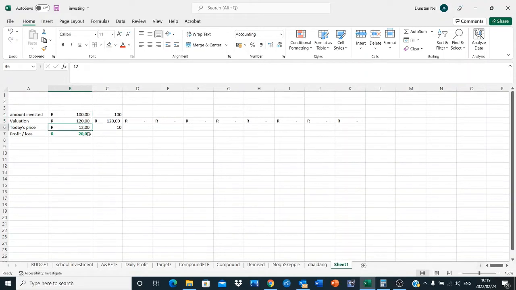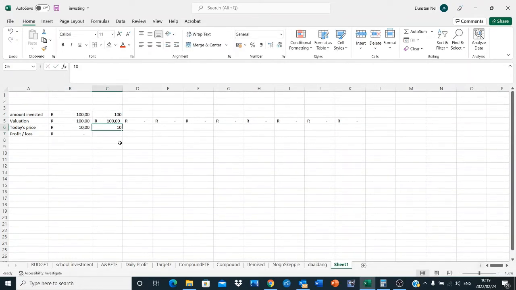All right, let's reset. So profit and loss is now back to zero. Let's say, for instance, the share price goes down to 8 Rand a share, and you can see I now have a loss of 20 Rand because my valuation is now 80 Rand because it's 8 Rand a share, and I still have invested 100 Rand. So my loss is 20 Rand. All right, let's reset.